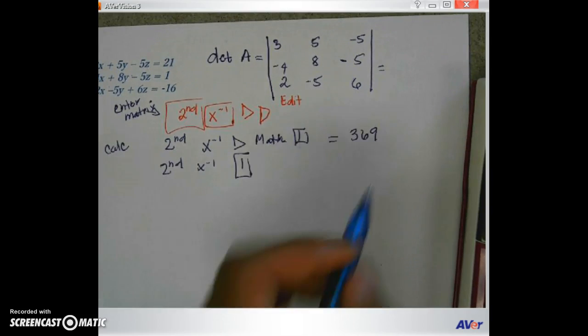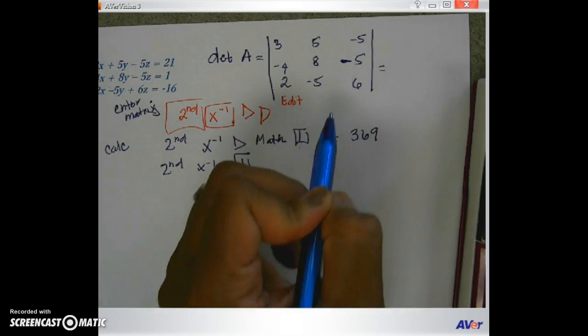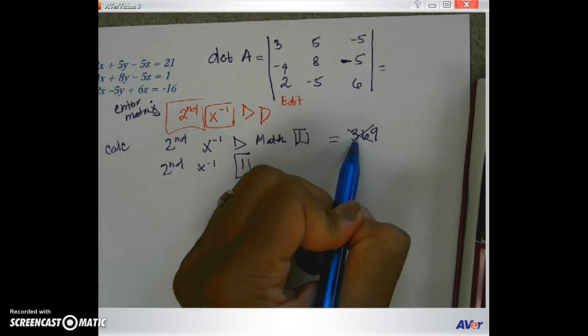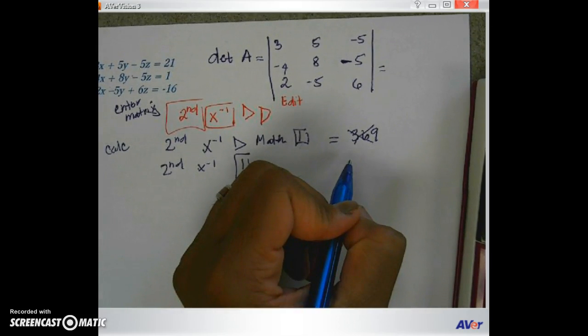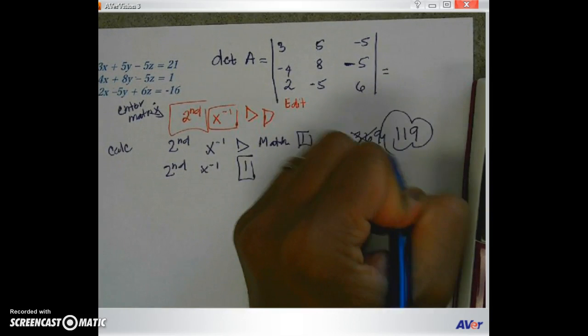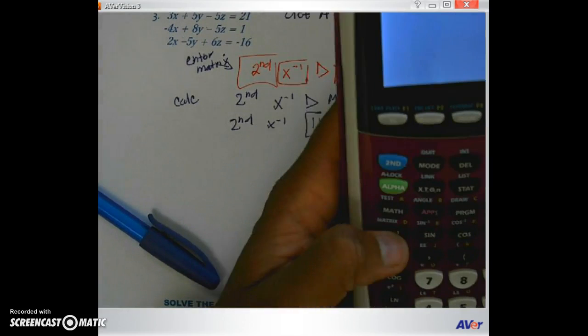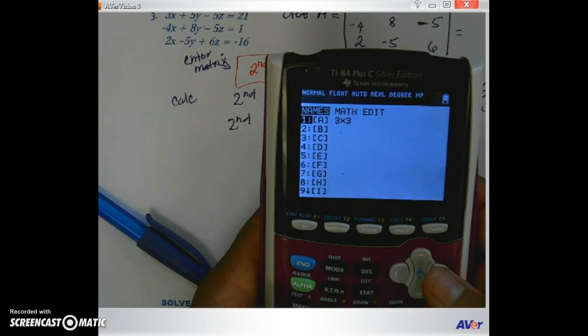Actually, if you didn't get 369, it means I did something wrong. Actually, I missed that this was a -5, and so that's why my answer is wrong. What you should have gotten was 119, actually. Yikes. Let's see me doing it the right way. So here's how you edit. Here's a nice review. Go ahead and second x to the negative 1. Second x to the negative 1.